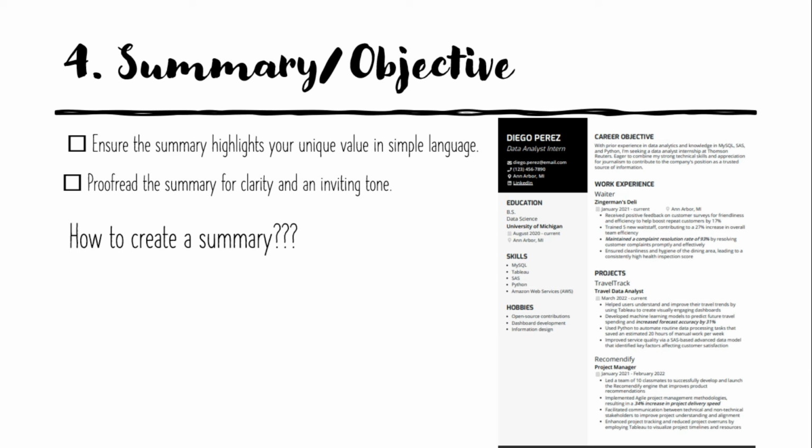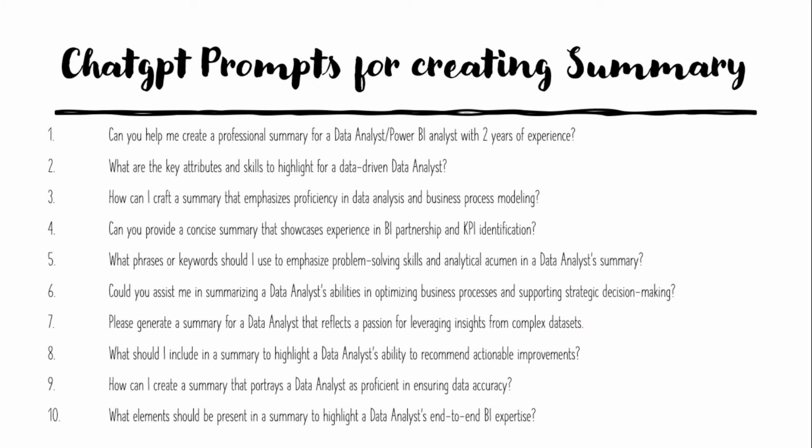Now, how to create a summary? You can use ChatGPT entirely to make your resume. You can use these ChatGPT 10 prompts for creating a summary for a position of data analyst or a Power BI analyst. For example, the first prompt is, can you help me in creating a professional summary for a data analyst or a Power BI analyst with 2-year experience? Here, instead of this 2-year experience, you can mention your experience like 3 years, 4 years, whatever it is. Or even if you are a fresher, you can mention that and you will get a very impressive summary for your resume. Please note down all these 10 prompts for creating an impressive summary.